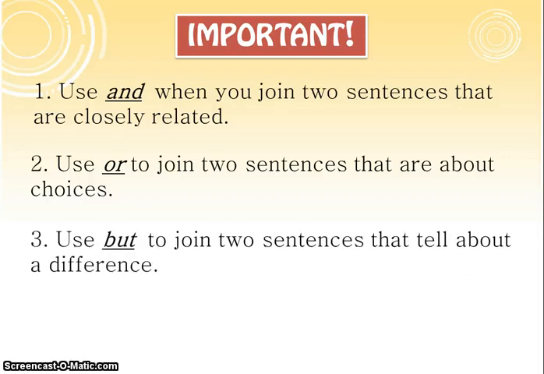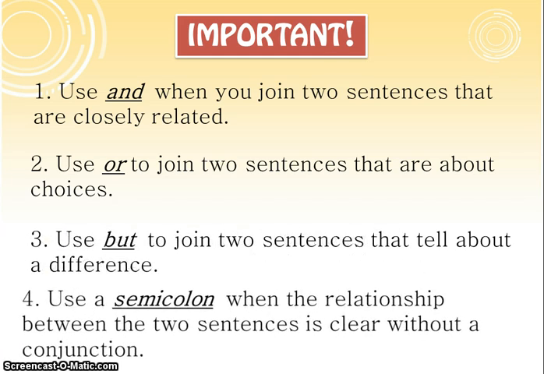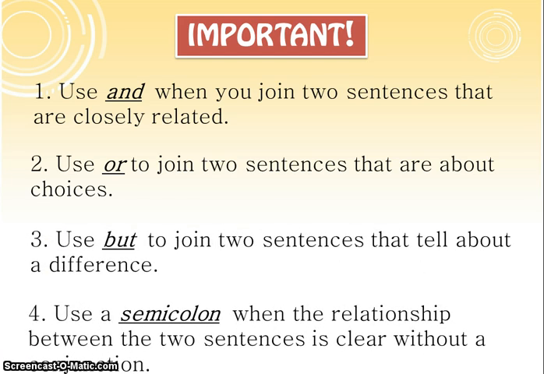Use but to join two sentences that tell about a difference. And use a semicolon when the relationship between the two sentences is clear without a conjunction.